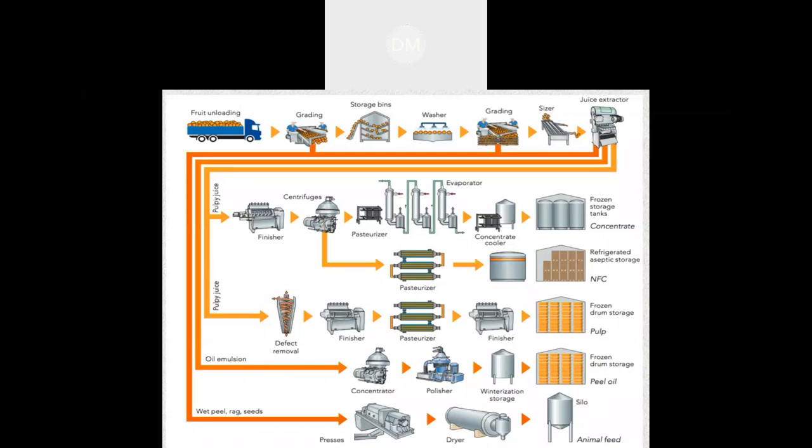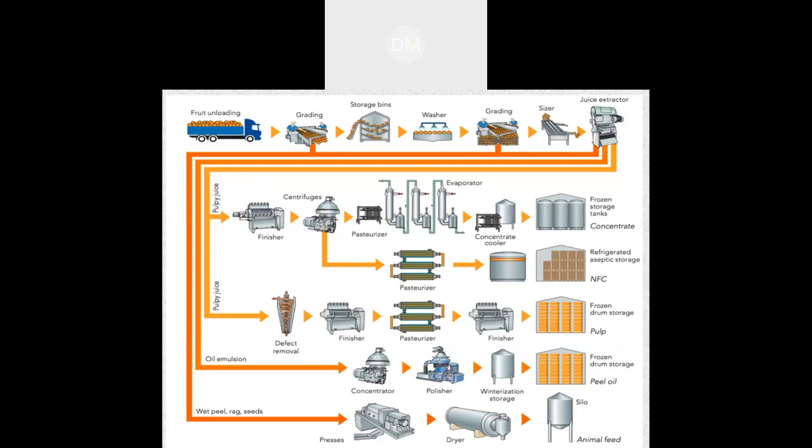Then for the preparation of juice, then finisher, centrifuge, then pasteurization, evaporator, concentrated, then frozen storage tank, meaning concentrated pulp. This is one way. Another way, pulpy juice, then defect removal, meaning a decanter is used for separation of black and brown particles, then finisher, then pasteurizer, again finisher, then frozen drum storage of pulp. Then emulsion, the concentrated polisher, then dry storage, and frozen storage, and peel oil. So these are all the different processes in industries.